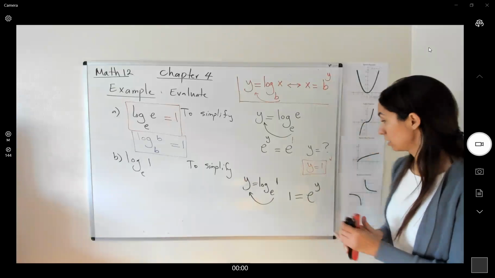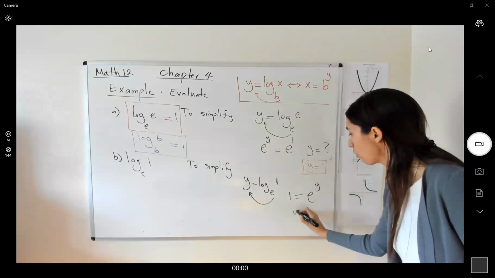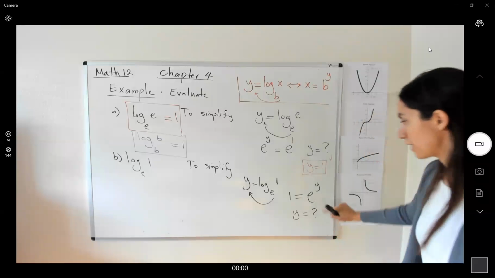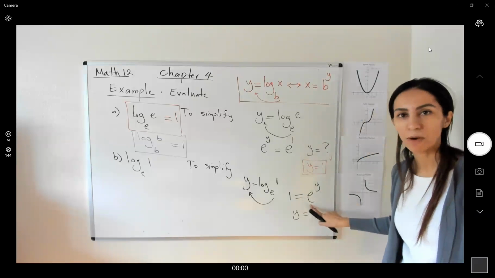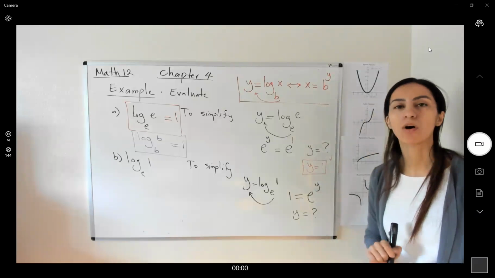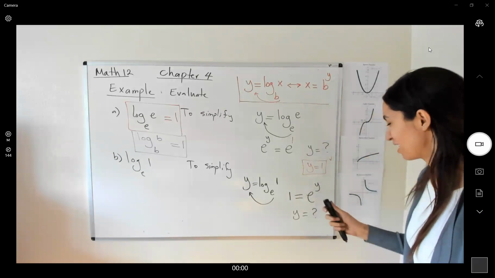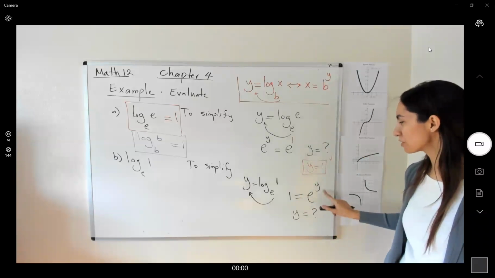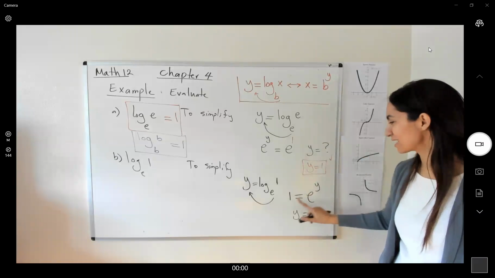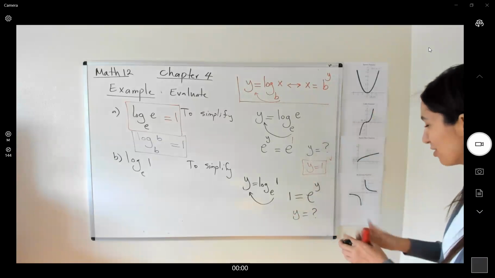Okay. What is that number? What is that value that when you raise a number like e to that exponent, the outcome is always 1? Very well. We all know that any number raised to 0 is equal to 1. So y is equal to 0.